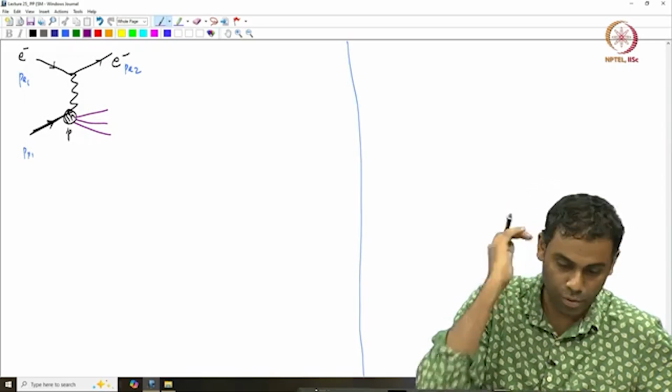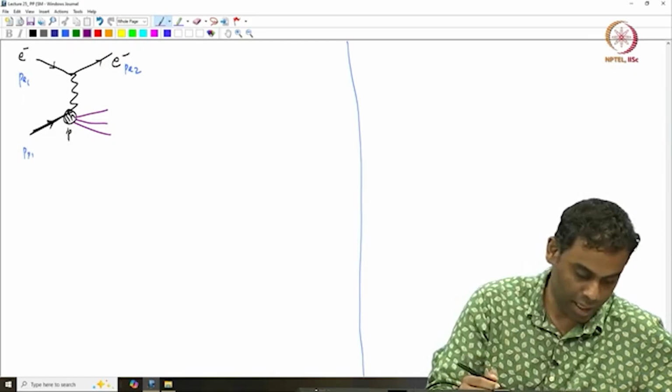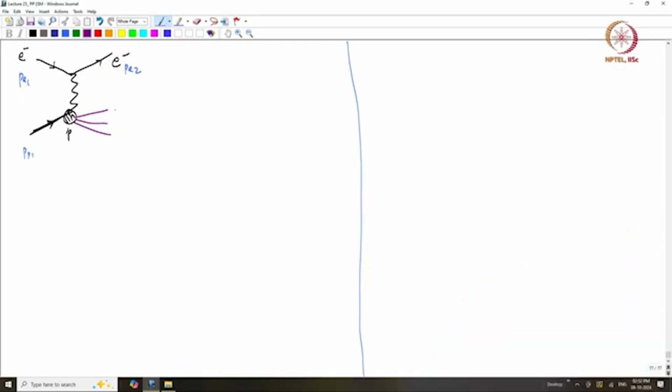So I can associate some 4 momentum with this whole thing. So I will just call it some W. Okay, it is just the 4 momentum, the total invariant 4 momentum, or the total invariant mass basically, but the total 4 momentum of the final state, same thing.